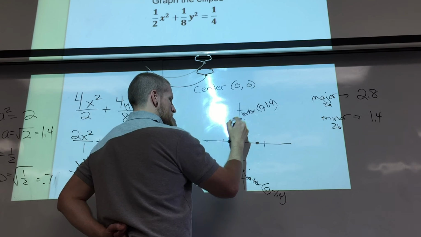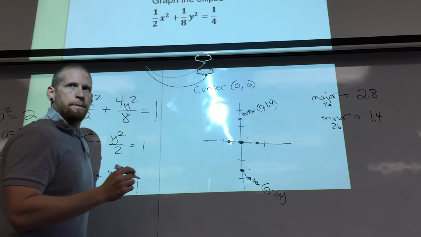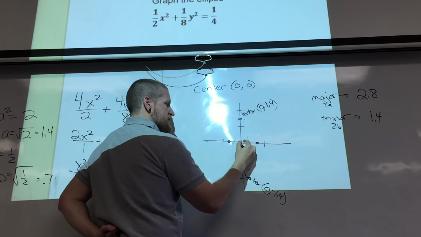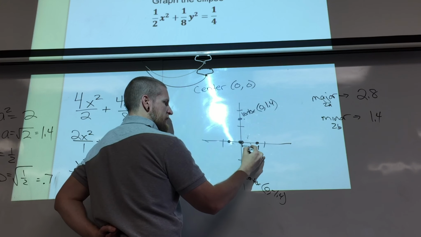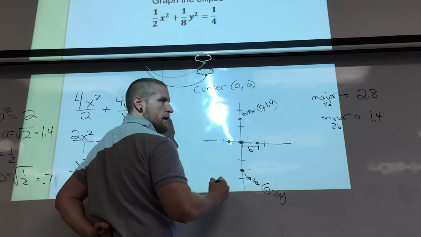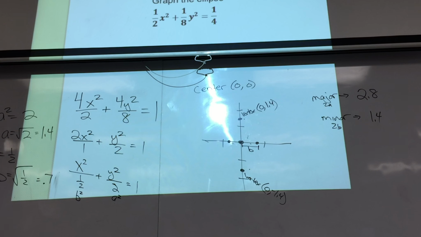From the center out to this one should be a length of B. B tells you how far to go on the minor, the shorter axis, the smaller portion, which is horizontal because the smaller one is beneath the X, which is horizontal.